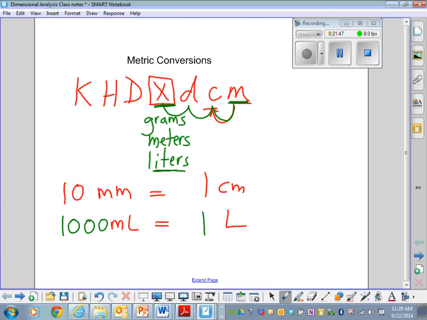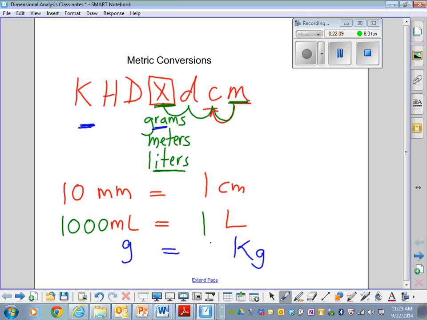So that's 3 jumps, which means 3 zeros. So 1000 milliliters is a liter. Is that clear? So I have one more conversion. I want to know how many grams are in a kilogram. Thousands. Alright? So this is my gram. I'm going to a kilogram.